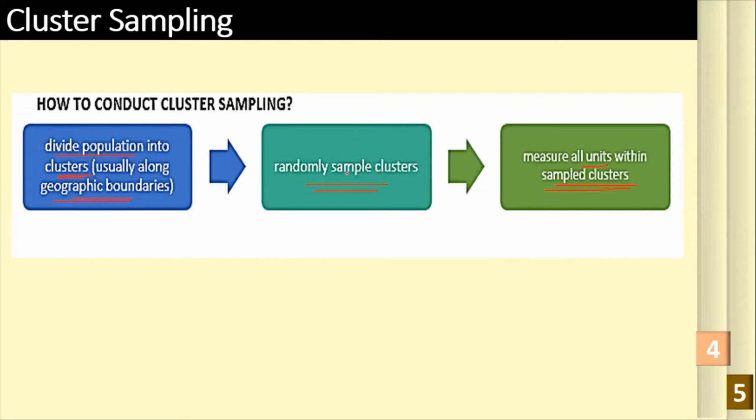So, random di ay ang pagpili sa clusters. Dayon, you measure all the units within the sample cluster. So, pwede di ay nga, dili na ka mag-determine ng specific sample size kung ang tanan nga samples or units na belong sa mga clusters ang mga napilian.